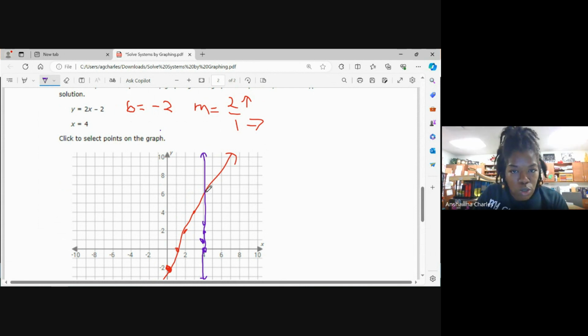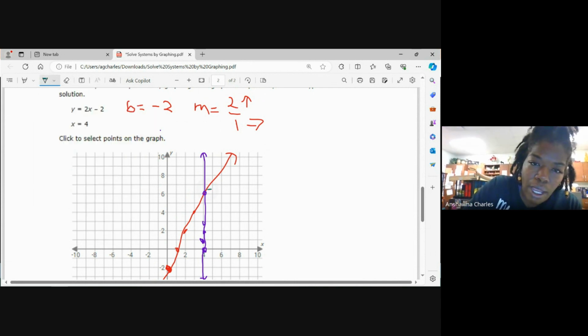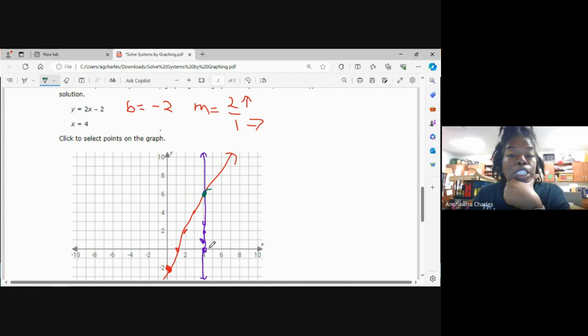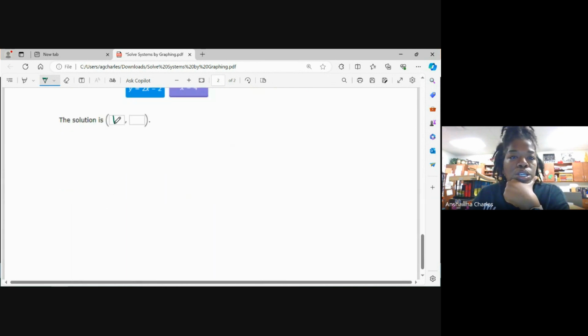So that means my solution is right here. I'm going to use a different color just so you can see. My solution is right here. So that means my solution is at 4, 6. So down here where it says solution, I will put in 4, 6.